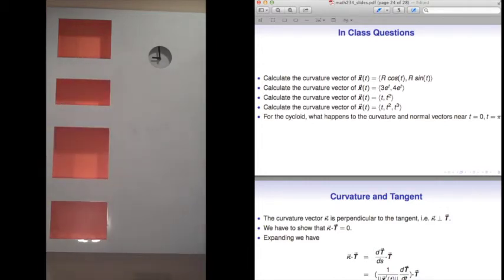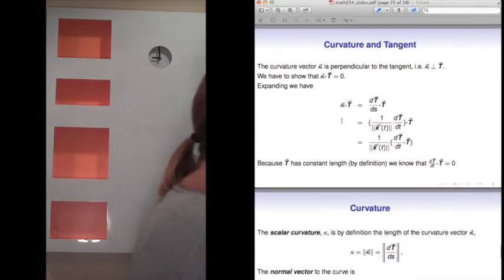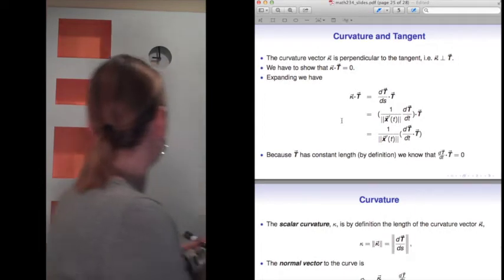So I'm actually gonna move on. Why don't you go ahead and do these like homework problems. You don't have to turn them in with your homework, but just go ahead and work on them individually, right? And then let's move on to curvature and tangent.